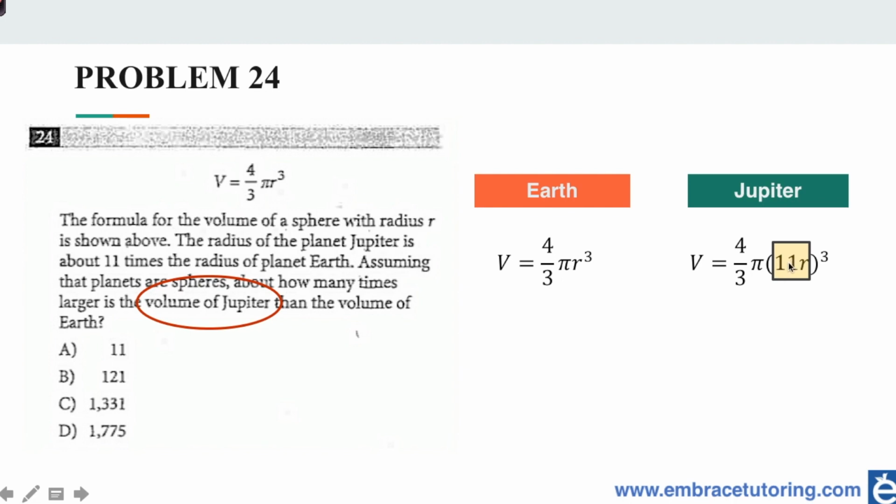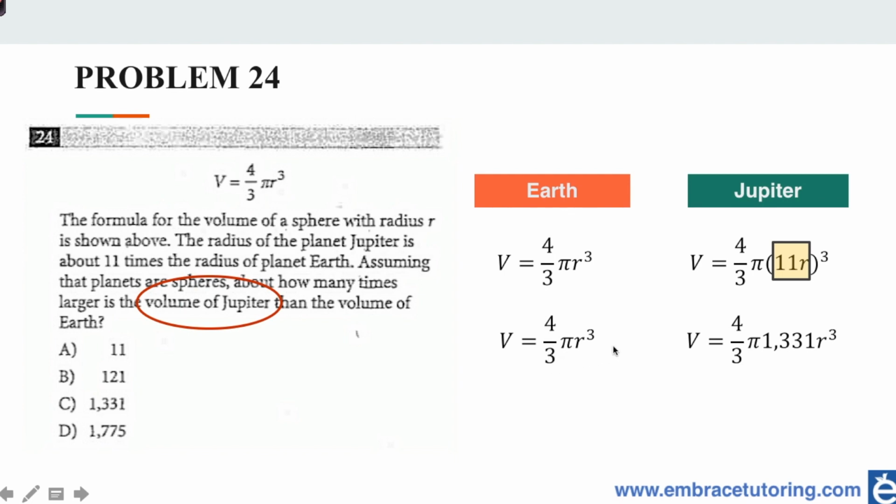The 11 here becomes 11 to the third power, and the r also becomes r to the third power. When you do this, notice that the volume of Earth remains the same, as a sense of comparison, but the volume of Jupiter becomes 1,331 r to the third. That's because this is 11 times 11, which is 121, and then 121 times 11, which is 1,331.